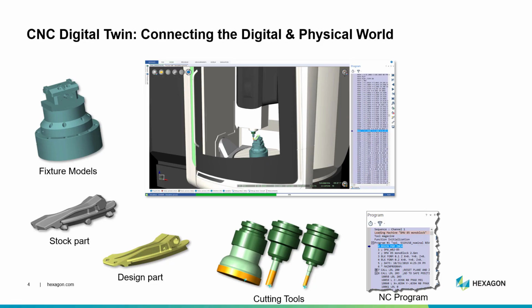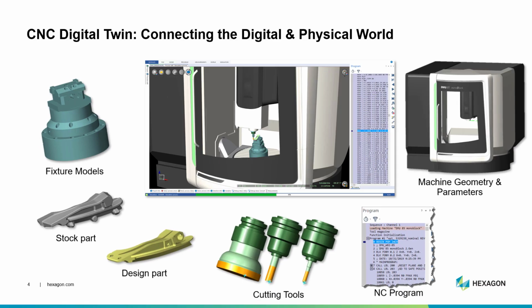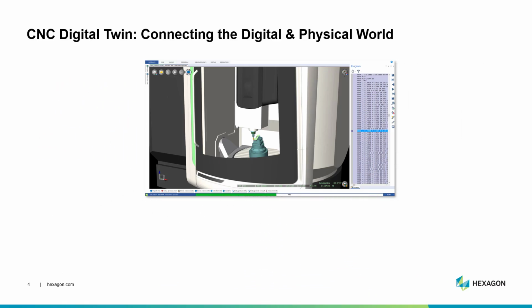And how we do that, we connect the digital and physical worlds in this aspect. So any fixture models, stock parts, design parts, cutting tools, and obviously your NC program, those are all incorporated and can be passed either from the CAM system or again created inside NC-Simul. And they all get put into the digital twin. That way we can run everything ahead of time in here.